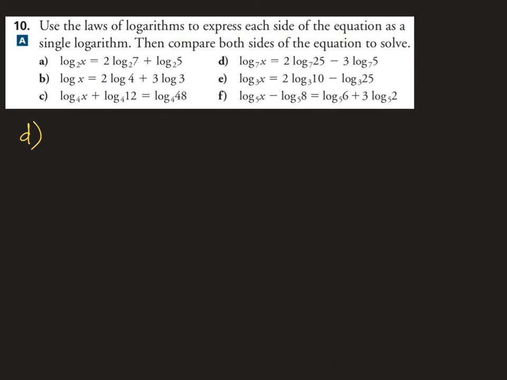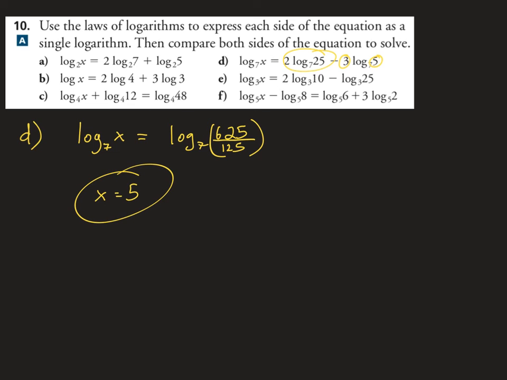All right, so part D. Log base 7 of x, that's already a single term, equals log base 7 of 25 squared, which is 625, minus log base 7 of 5 cubed, which is 125. Since it's minus, we're just going to go over 125 here. And so x equals 625 over 125, which is just 5. Part E.